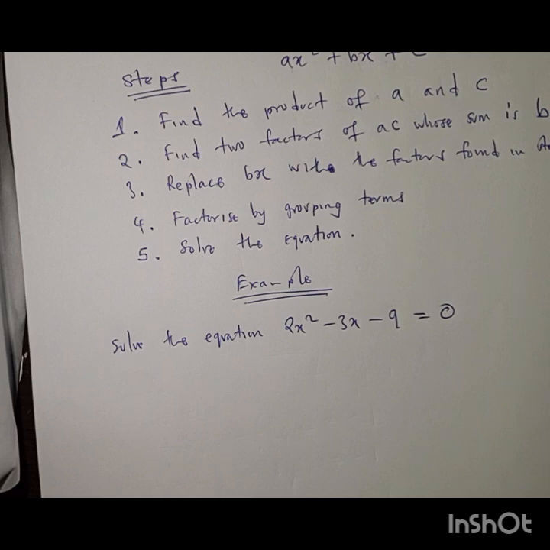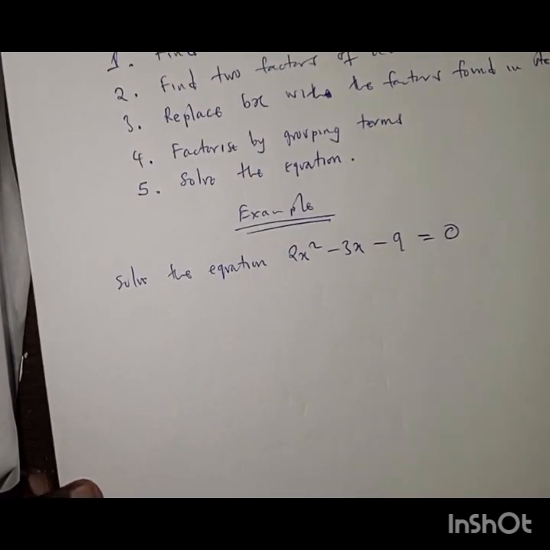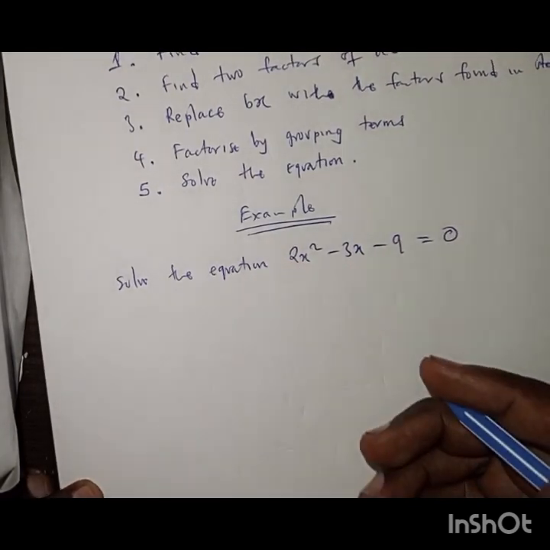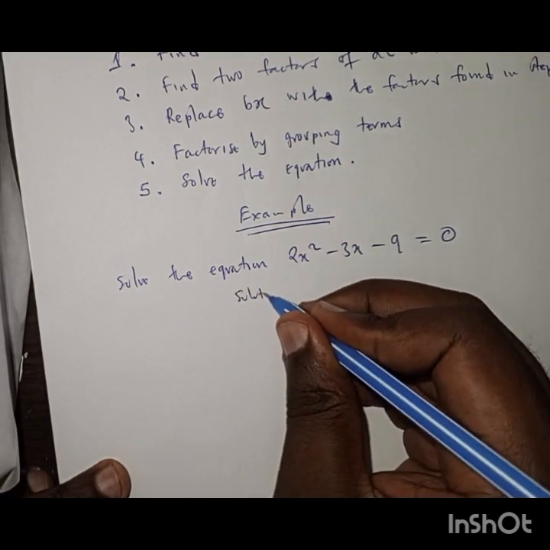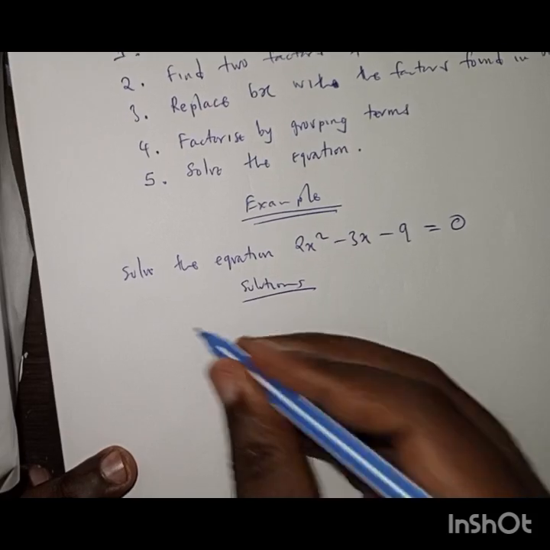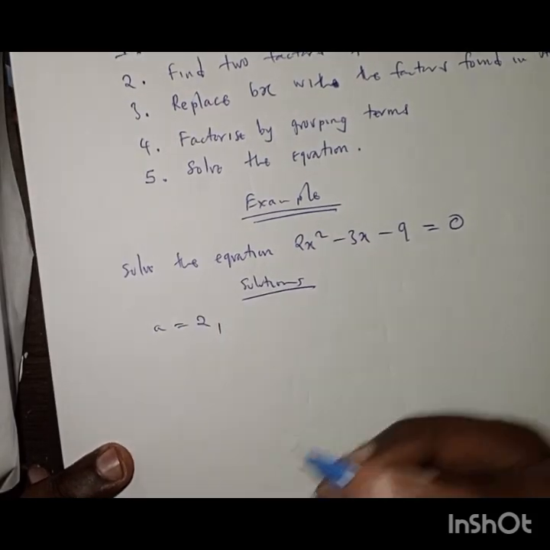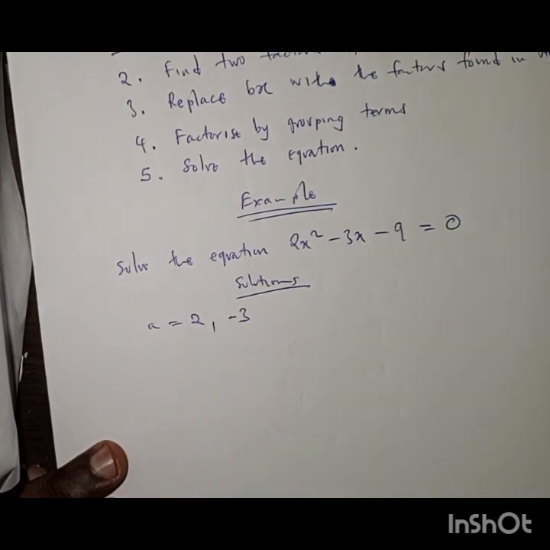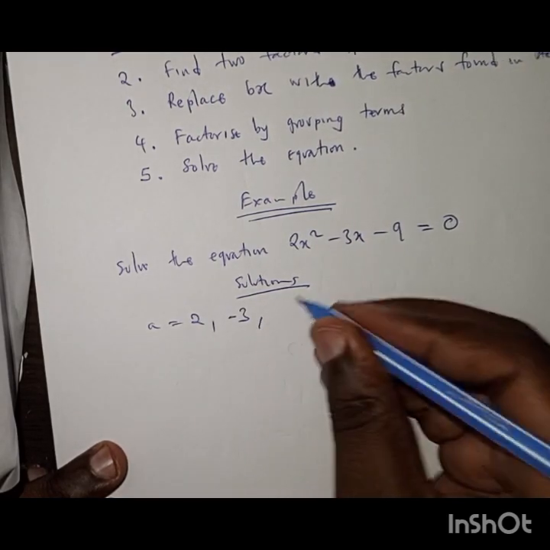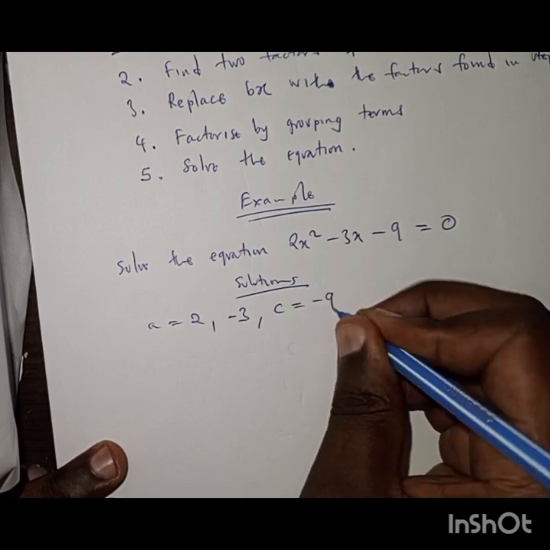Before you start answering this question, start by determining the values of a, b, and c. What is the value of a from this equation? Yes, it's 2. So solutions: a is 2, b, the coefficient of x, is -3, and c is -9.